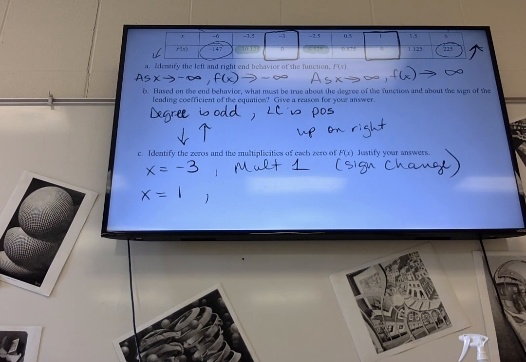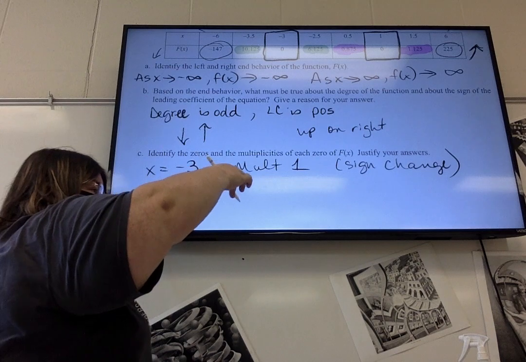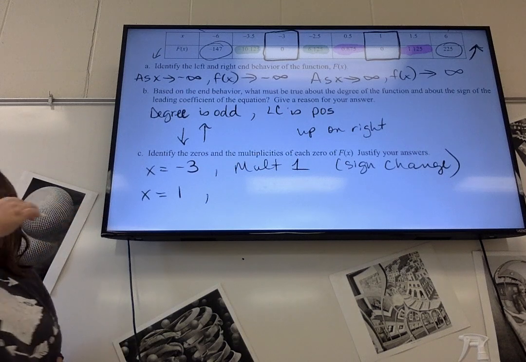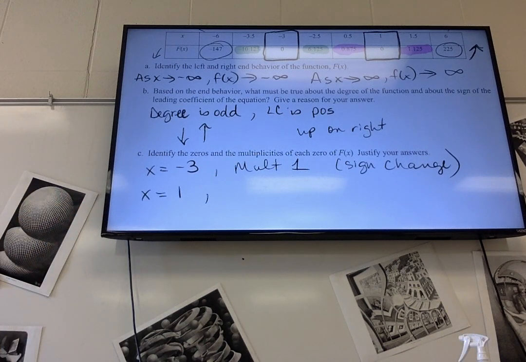Okay, what about x equals 1? Multiplicity of 2. It must have a multiplicity of 2 because the sign didn't change. It went positive, hit 0, and then went back to positive. So it must be doing this number, which means that it has a multiplicity of 2. That's because the sign doesn't change. If they had both been negative, the same thing would have been true.